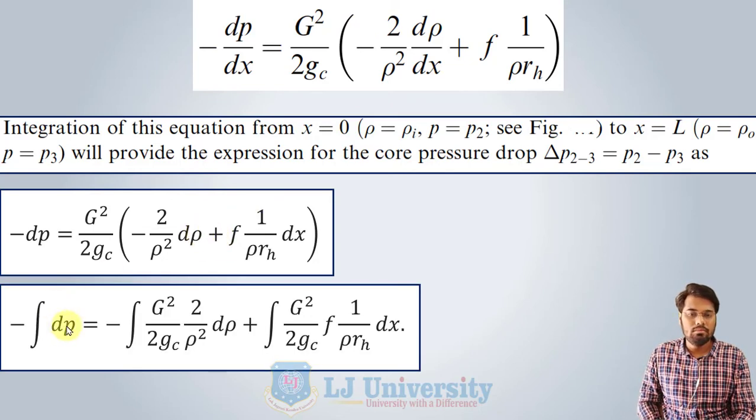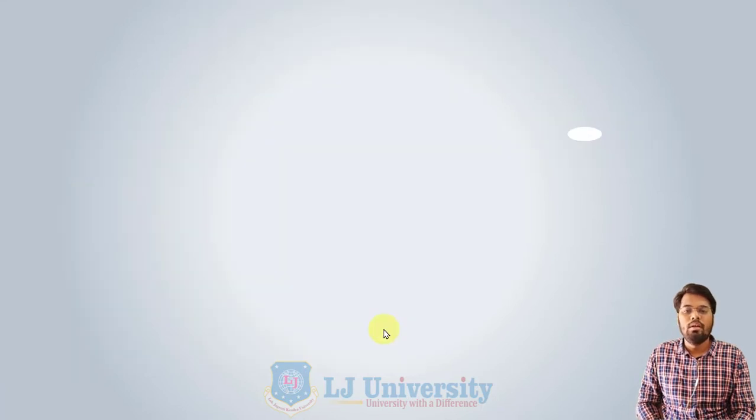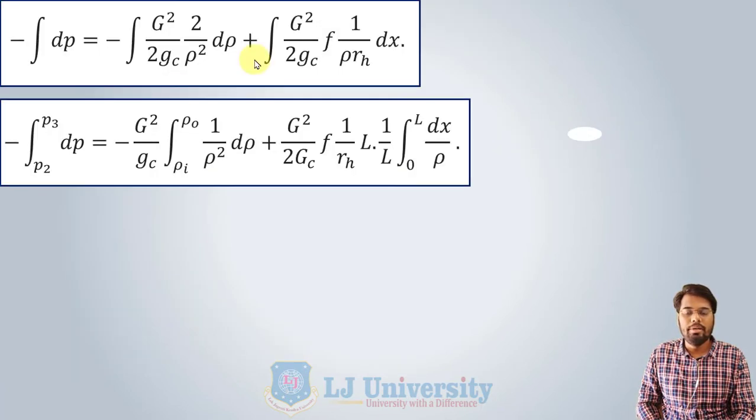Now we can integrate. Putting in the integration and opening the bracket, it becomes minus the integration of G square by 2 gc into 1 upon rho square d rho, plus the integration of G square by 2 gc f 1 upon rho RH dx. Now solving this equation by putting in the limits. What is the limit for the pressure? It is P2 to P3. Again, the limit for the density is rho I to rho O, inlet to outlet. And the limit for the length is 0 to L.